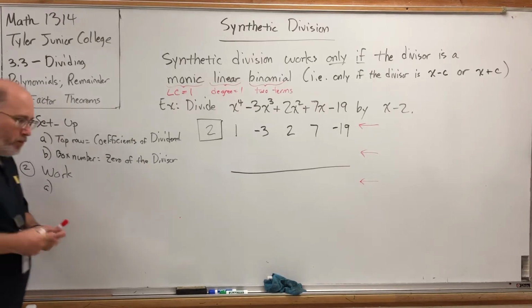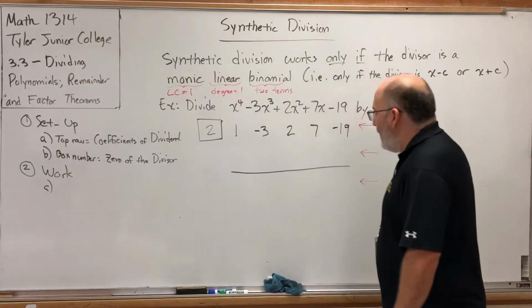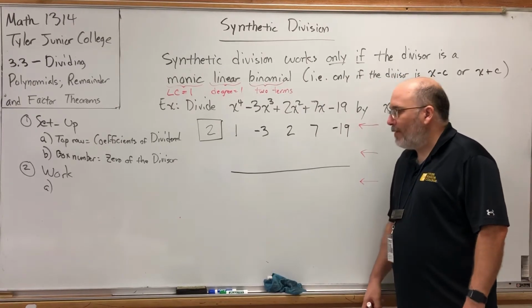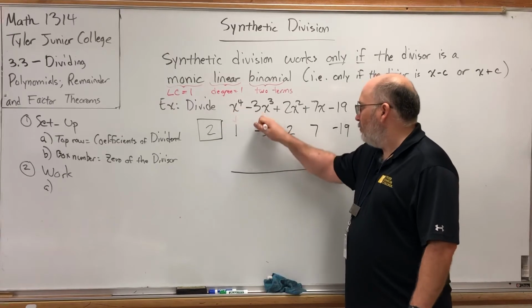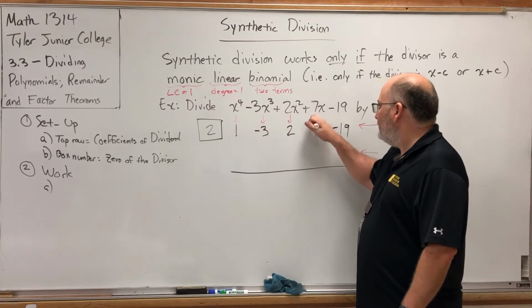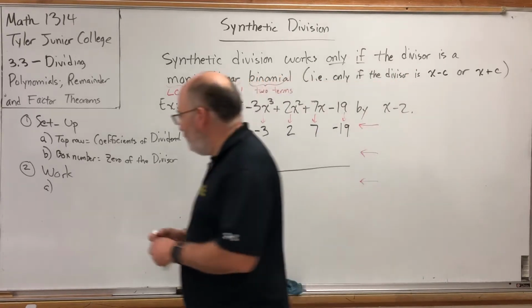When we do the work, we now need to think in terms of columns. With the exception of the box number, every number in the top row represents a column. So this synthetic division problem will have 5 columns, since there are 5 numbers in the top row. You start with the leftmost column.